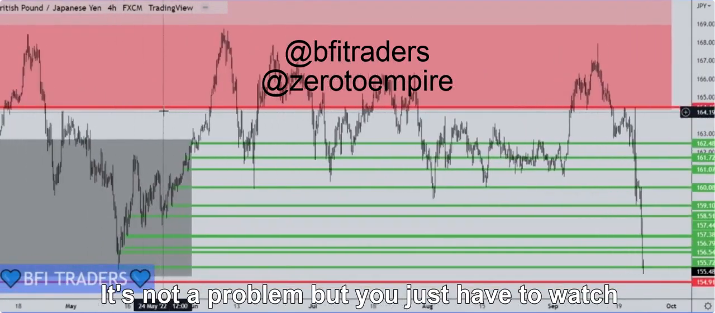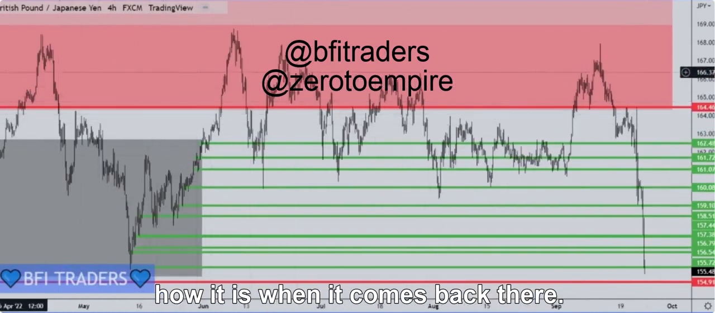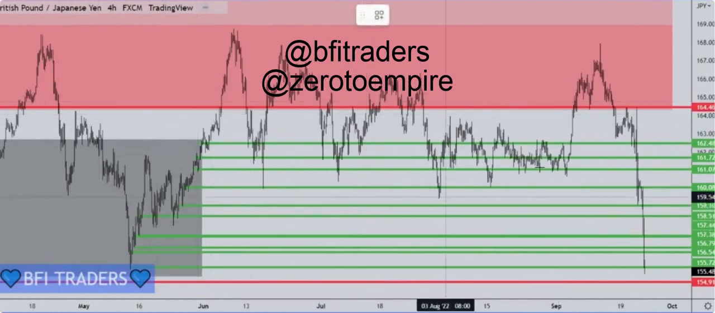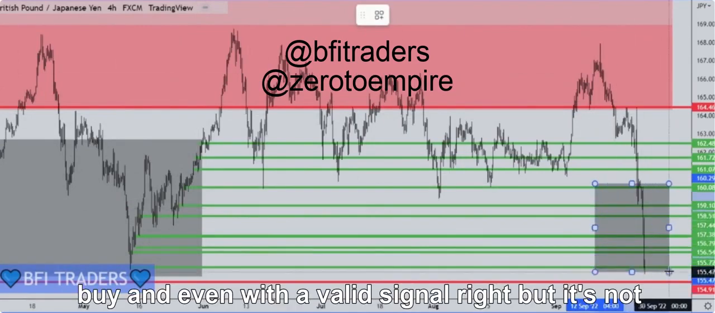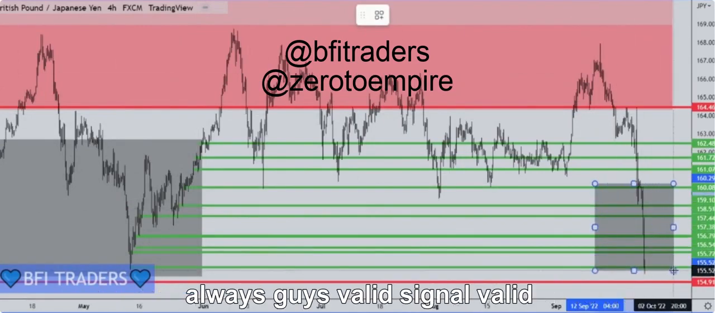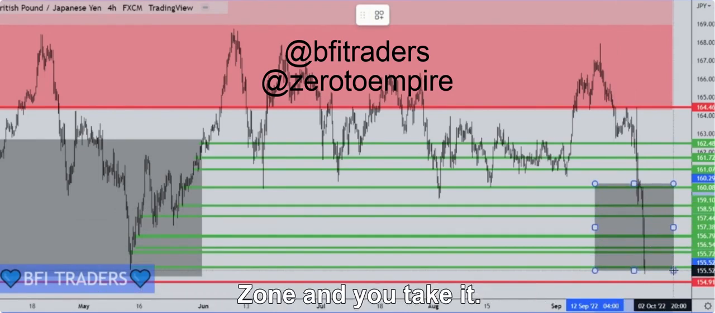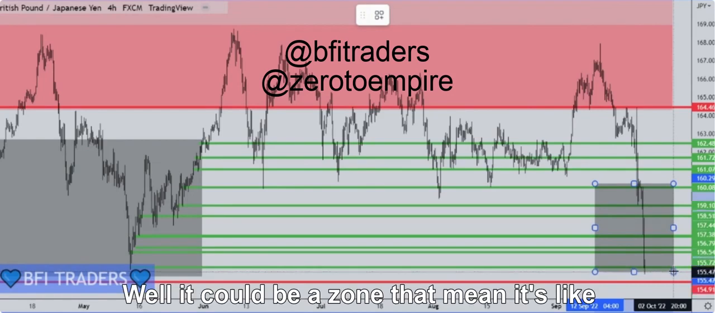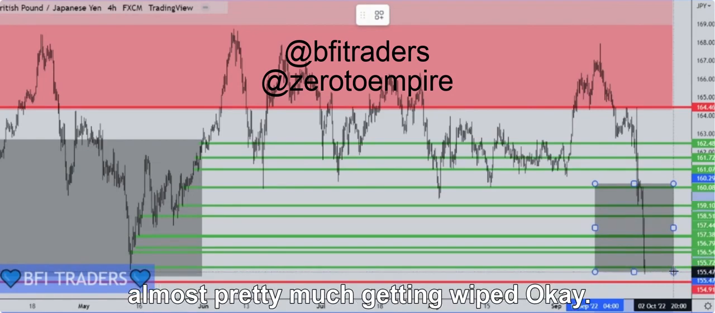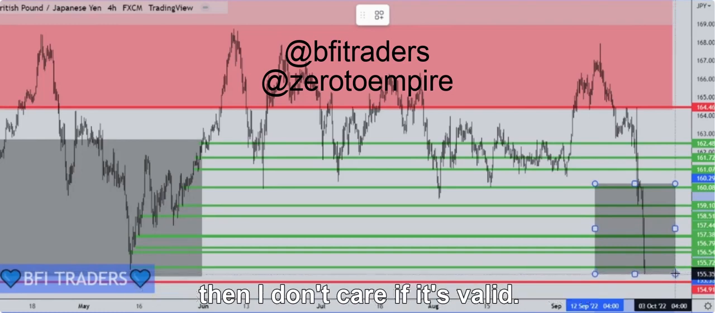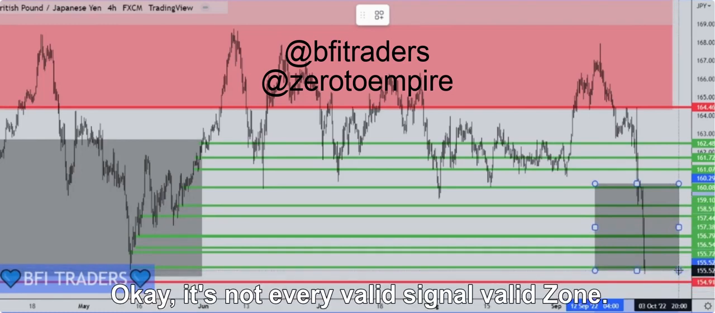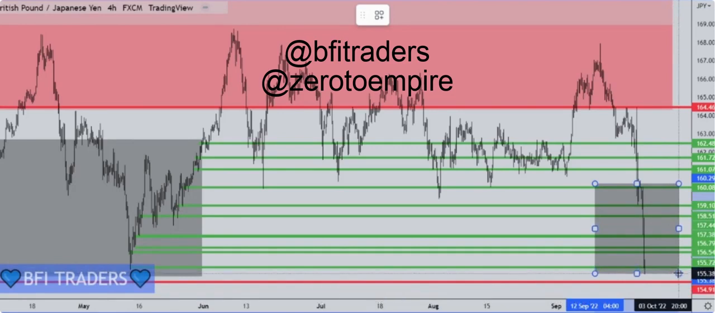Okay. The problem is, let's say these ones here, even lower. Well, it's not a problem, but you just have to watch out. When it comes back there, they're all ready to buy at, well, even a valid signal, right? But it's not always, guys, valid signal, valid zone, and you take it. Well, it could be a zone that's almost pretty much getting wiped. Okay, I don't care if it's valid. It's not every valid signal, valid zone.